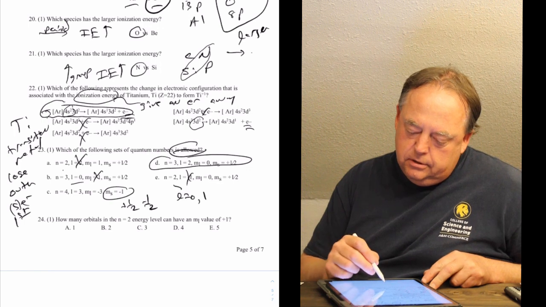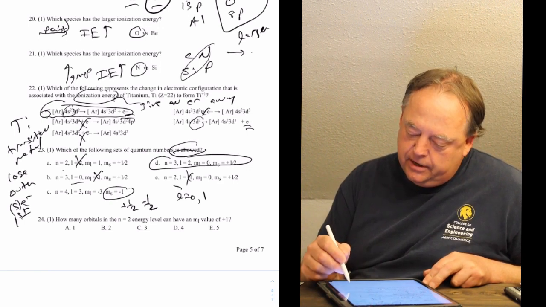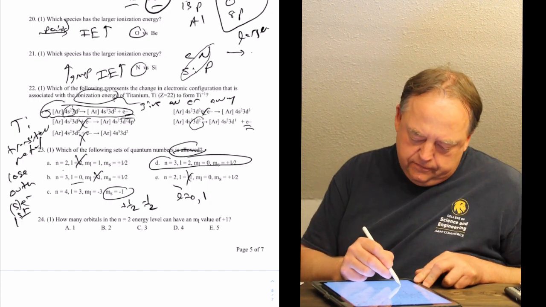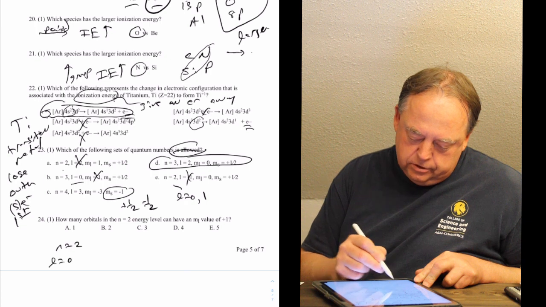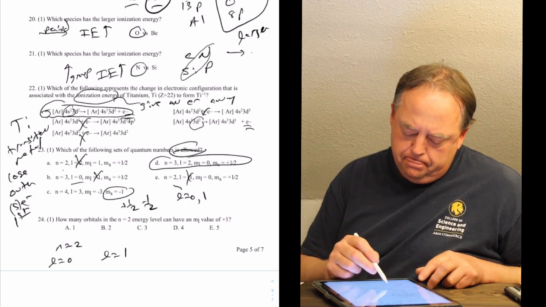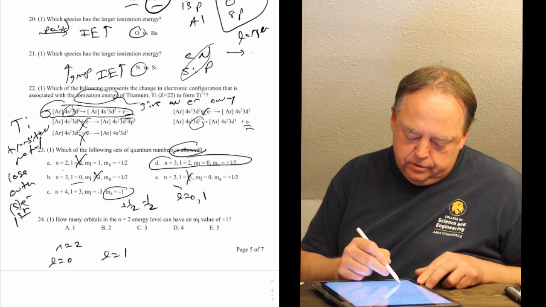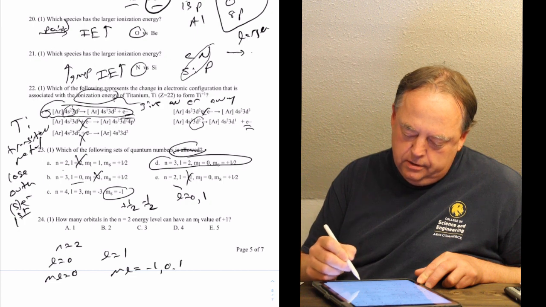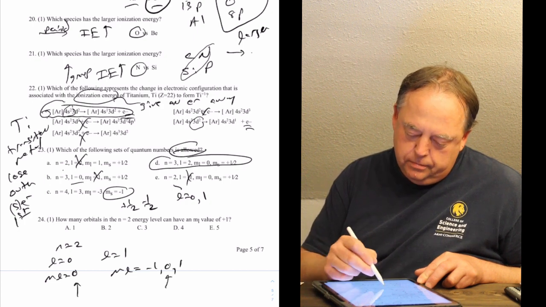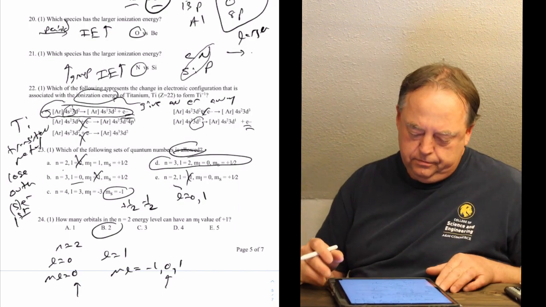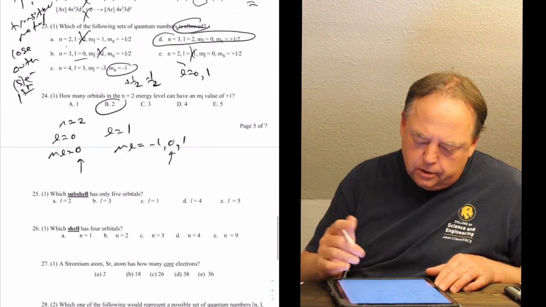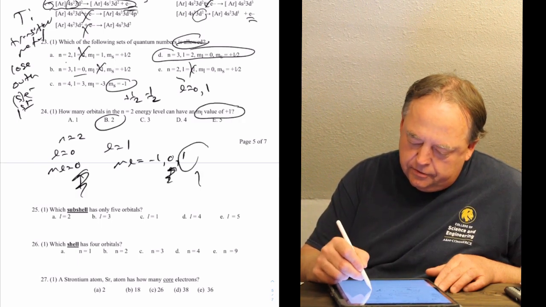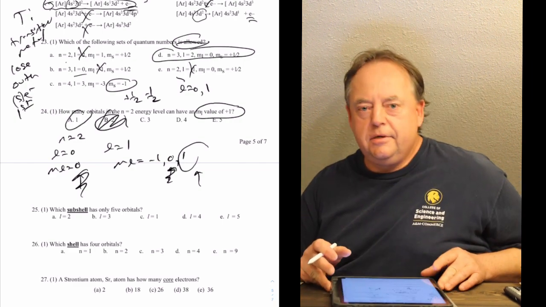Okay, how many orbitals in the n equals 2 have a value of m sub L equal to 1? So if n is equal to 2, L can equal 0 or L can equal 1. And if L is equal to 0, m sub L can only be 0. Oh, sorry, it says m sub L can be plus 1. So that would be one possibility.